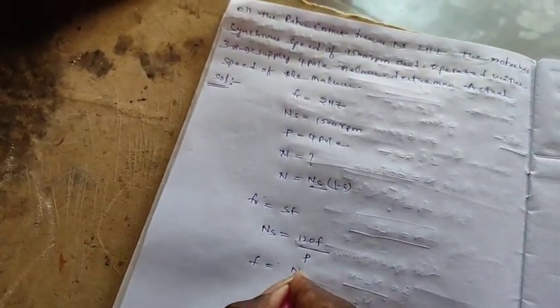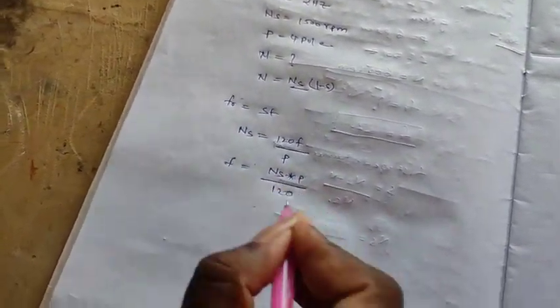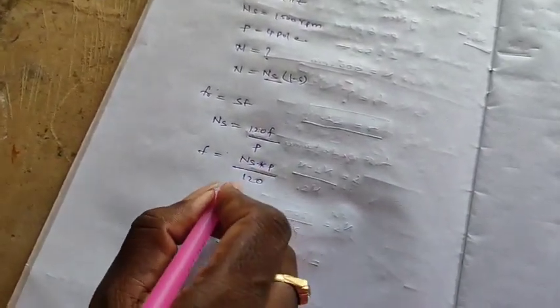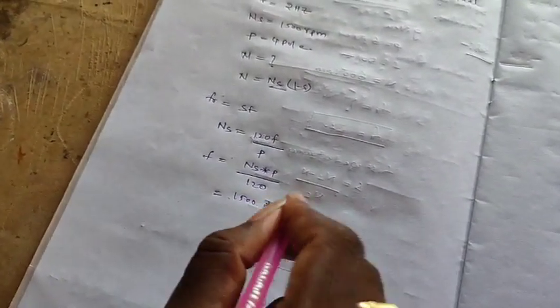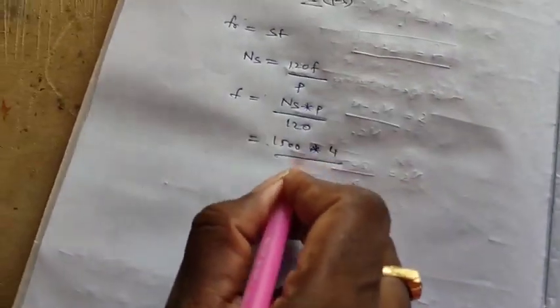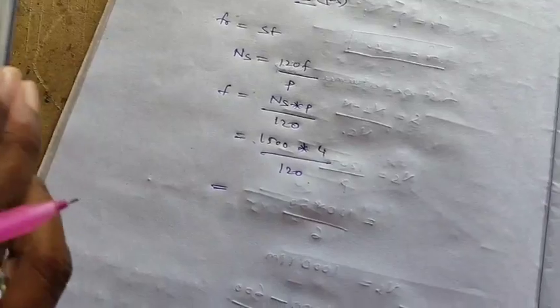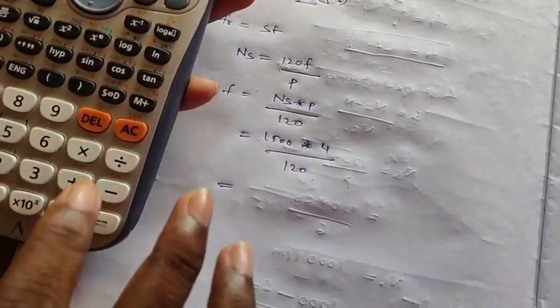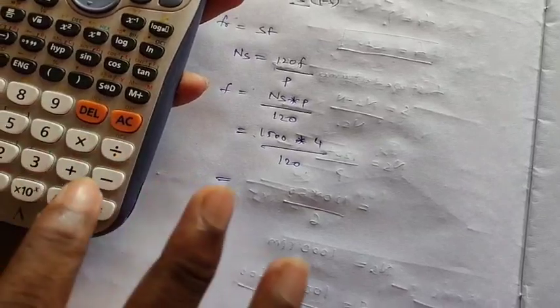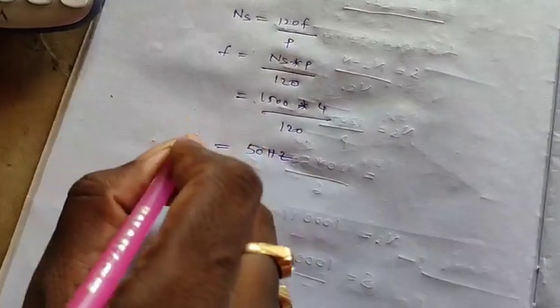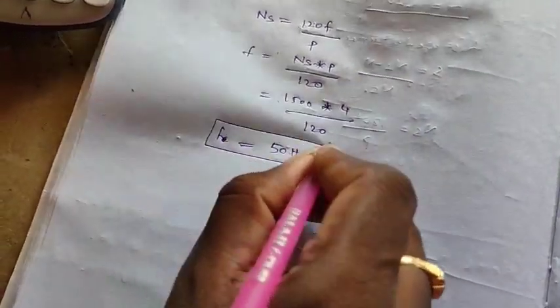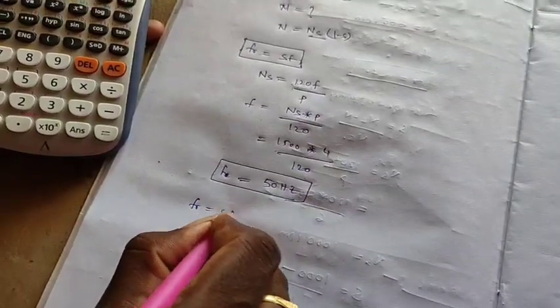From that, f equal to ns into p by 120. Ns is 1500. Poles of the machine is 4. That is 1500 into 4 divided by 120. That is equal to 50 Hz. Frequency is 50 Hz. This can be substituted in Fr is equal to slip times frequency.